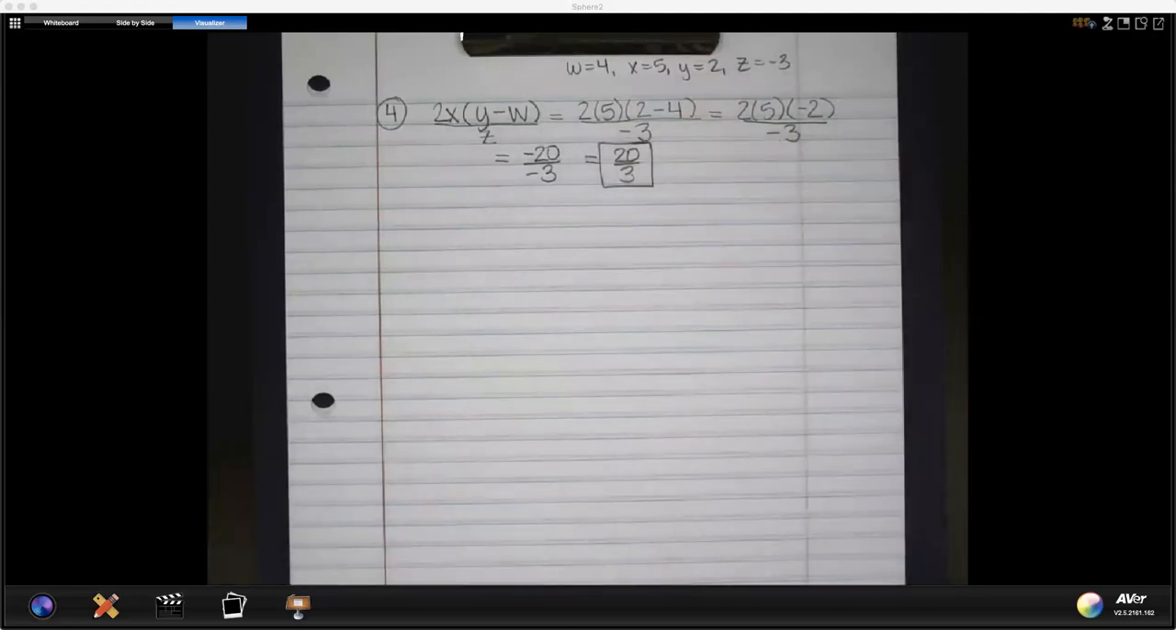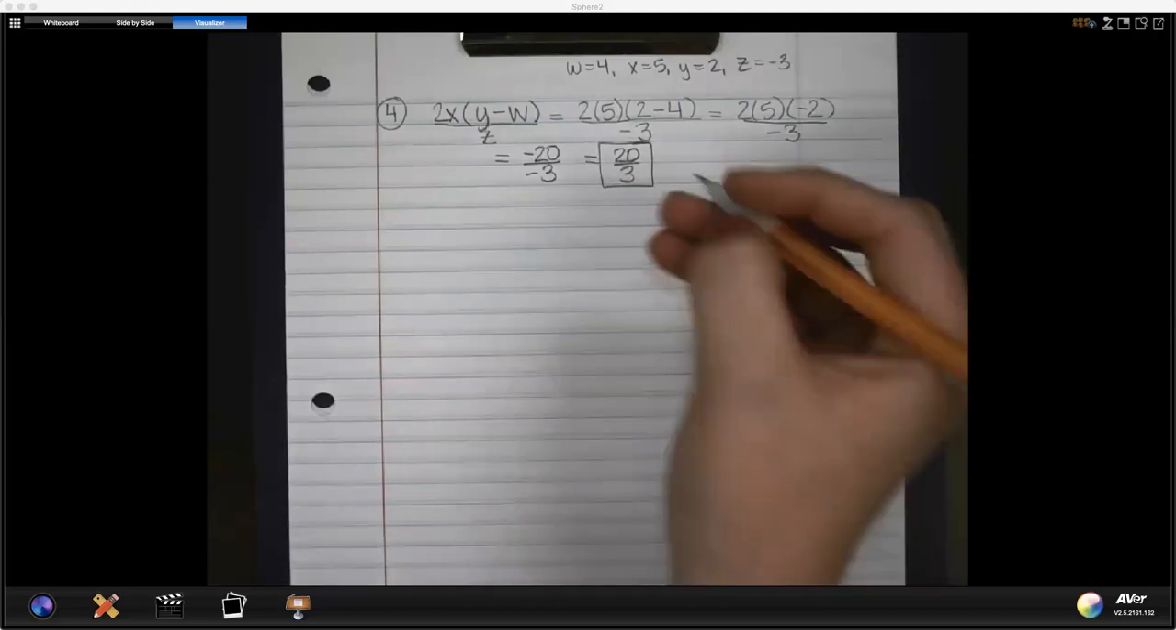So it is 20 thirds as a positive answer. Okay, how many of you got positive 23rds to begin with? Those that did not, and that's okay, do you see where your mistake was made or understand where the mistake was made? Okay, let's go ahead and try number 5.